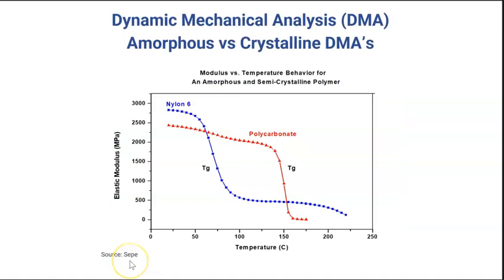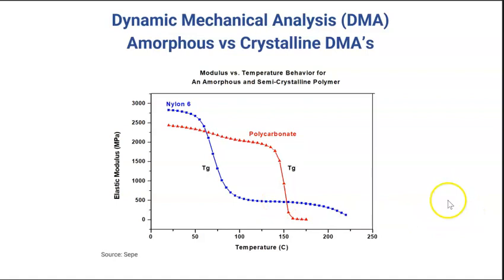Years ago, I was taking a class with Mike Sepe. He brought up these DMA curves. These DMA curves here start at room temperature. The part designer reads this from room temperature, left to right. What happens to my part or what happens to my resin as my temperature starts to rise? You'll notice that on my modulus and temperature curve, as my temperature starts to rise, my modulus begins to decrease.